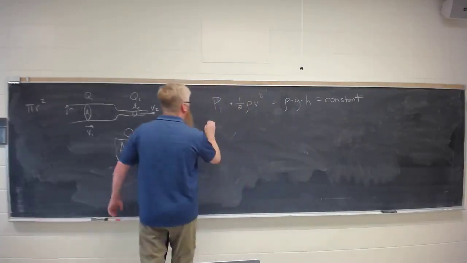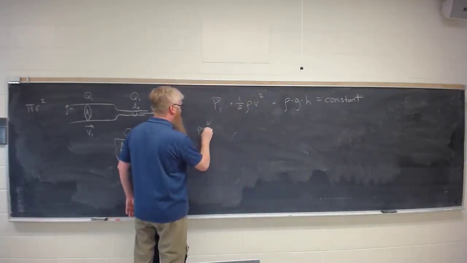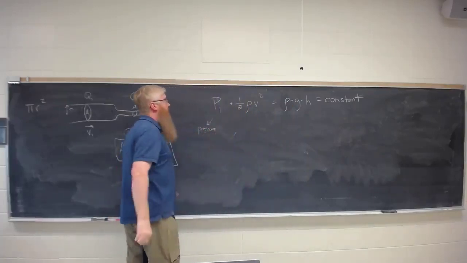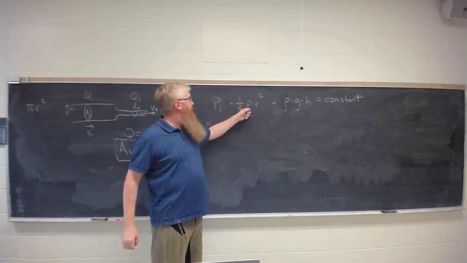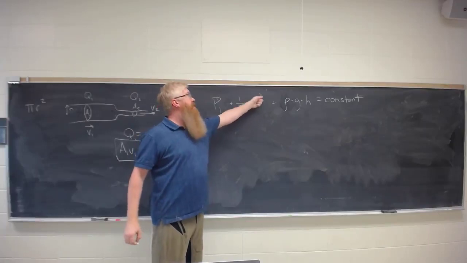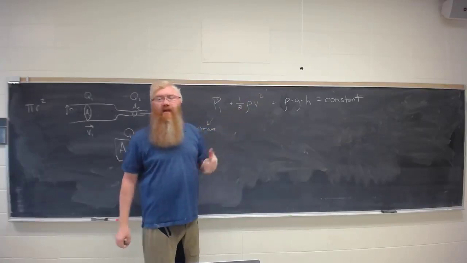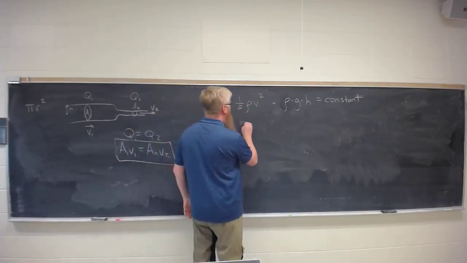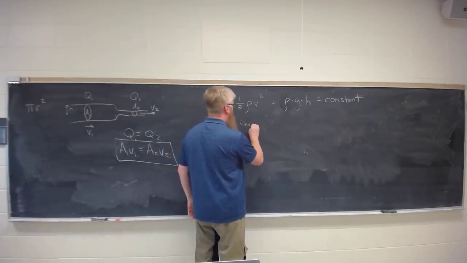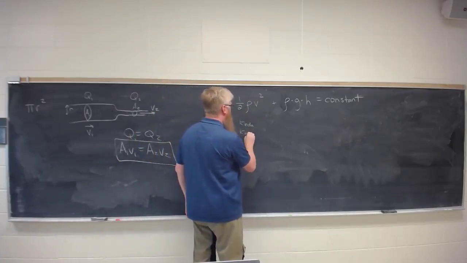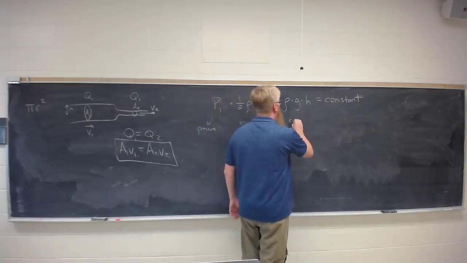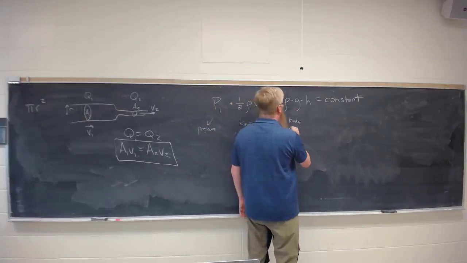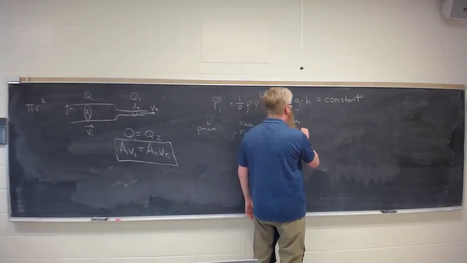P obviously deals with pressure. This kind of looks like kinetic energy, right? It's 1/2 the density times the speed squared. It's not the mass, but this is kind of kinetic energy. And this one is kind of potential energy, or gravitational potential energy.